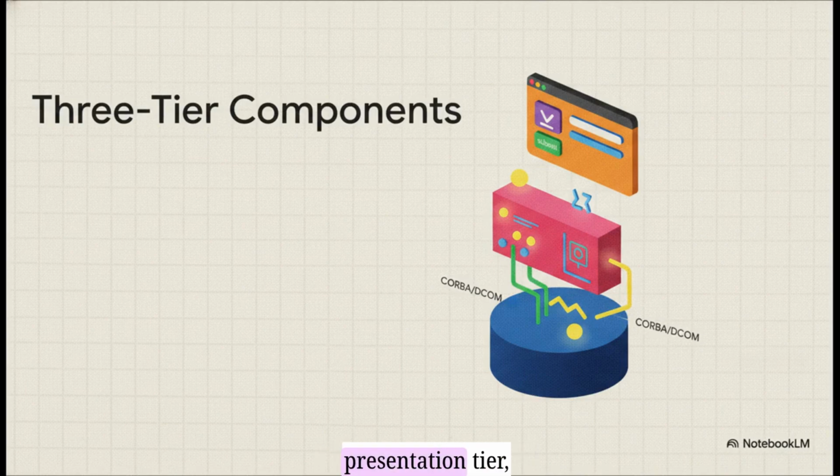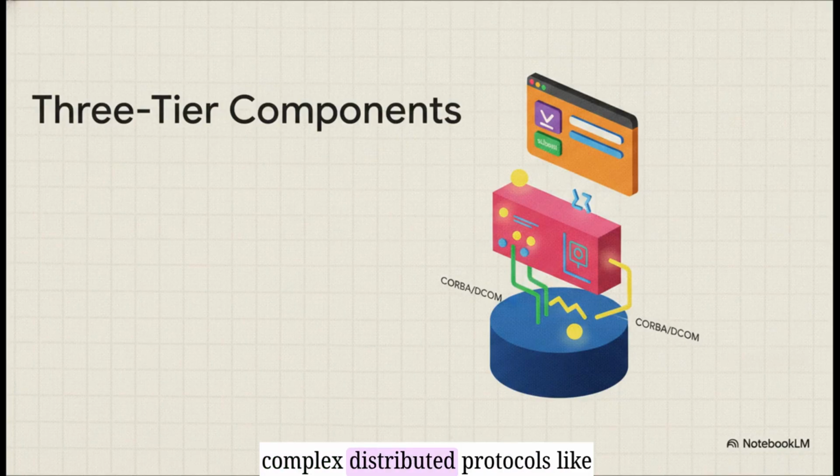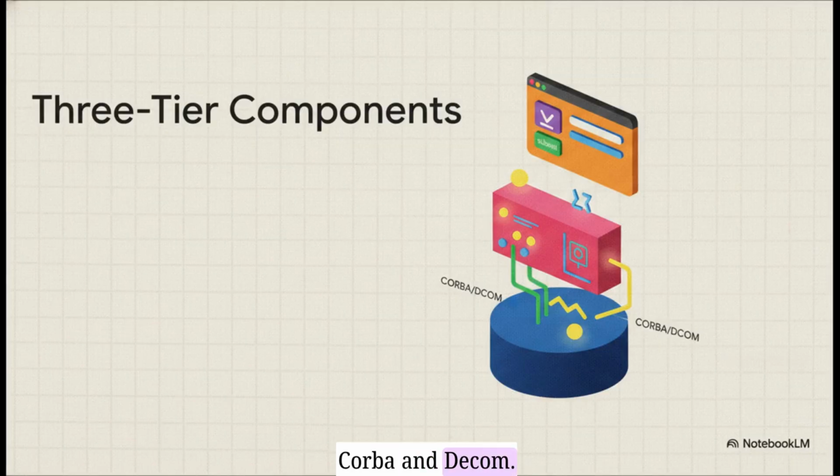Finally, you had the front-end presentation tier, increasingly coded in HTML and JavaScript. And to make all these physically separate tiers talk to each other over a network, developers used these really complex distributed protocols like CORBA and DCOM.